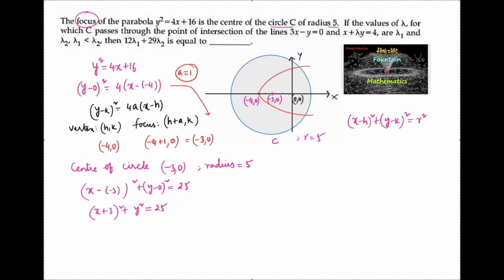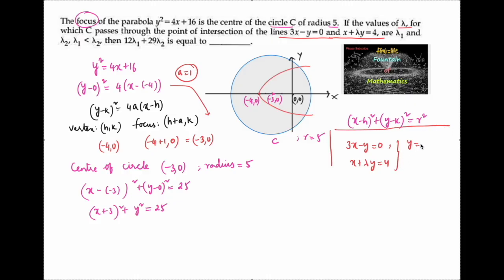And now the values of lambda for which the circle C passes through the point of intersection of the lines 3x minus y is equal to 0 and x plus lambda y is equal to 4. So here are the two line equations: 3x minus y is equal to 0 and x plus lambda y is equal to 4. The circle is passing through the point of intersection. Let us find the point of intersection of these two lines.